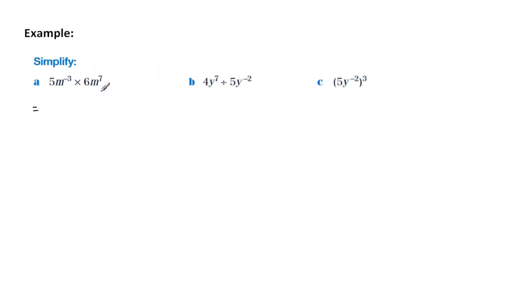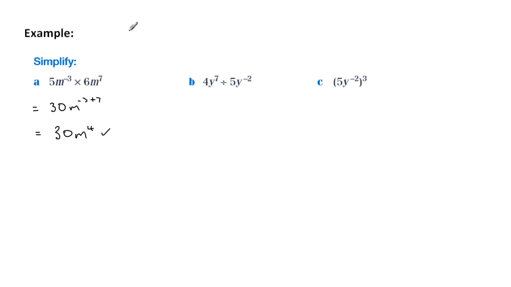This time we won't expand it out, we'll just do it as if it was expanded out. So this is 5 times m to the minus 3. Now remember, the minus 3 links to the m, not to the 5. So in fact, the answer here is 5 times 6, which is 30, and it's m to the minus 3 plus 7. So that gives us our 30. m to the minus 3 plus 7 is a positive 4, and there's our solution.